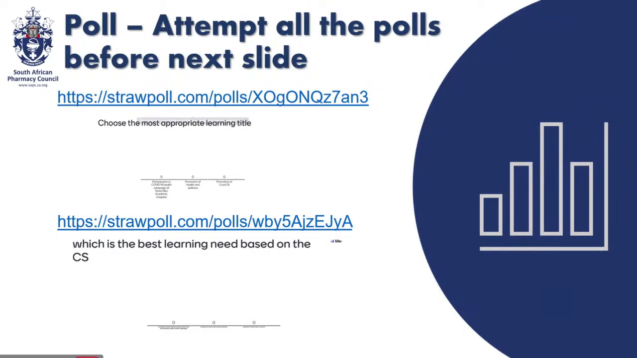We're going to do 2 more polls on this example. The first one, you should choose the most appropriate learning title that's listed. The second one, the best learning need based on the competency standard. Natalie, if you can please post that poll again. Both polls are now in the comment section.